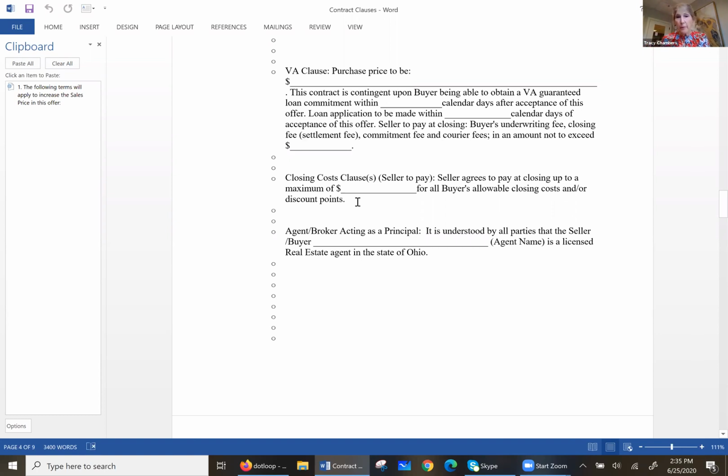Now, if you're worried that the house isn't going to appraise and that would make a difference, then that might come into play. But it basically is saying seller agrees to pay at closing up to a minimum of $2,000 for all allowable closing costs and or discount points.